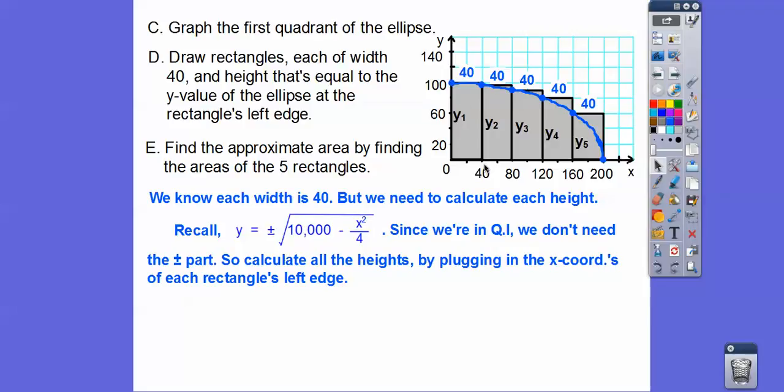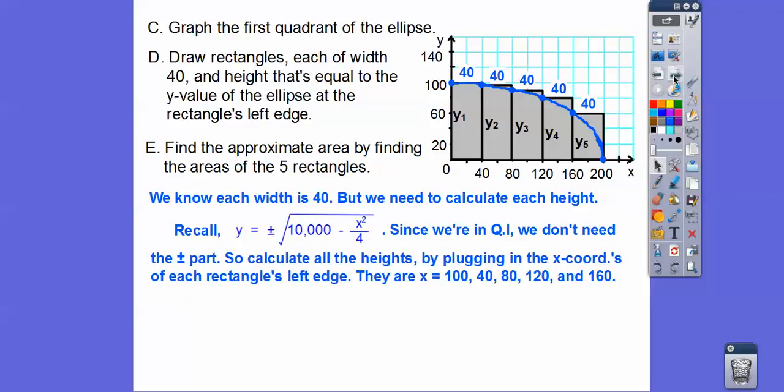Okay, this height right here, we're going to plug in x equals 40 right there. So we're going to plug in 40 squared divided by 4, and we're going to subtract that from 10,000 and then square root that. And then we'll plug in x equals 80, so it would be 80 squared divided by 4, and then we'll subtract that from 10,000 and then square root that. Okay, don't let it scare you. That's easy. It's just calculator crunching right there. Okay, and then this x value is going to be 120. So to get the y value right here, the height, we plug in 120 squared divided by 4, subtract it from 10,000 and square root it.